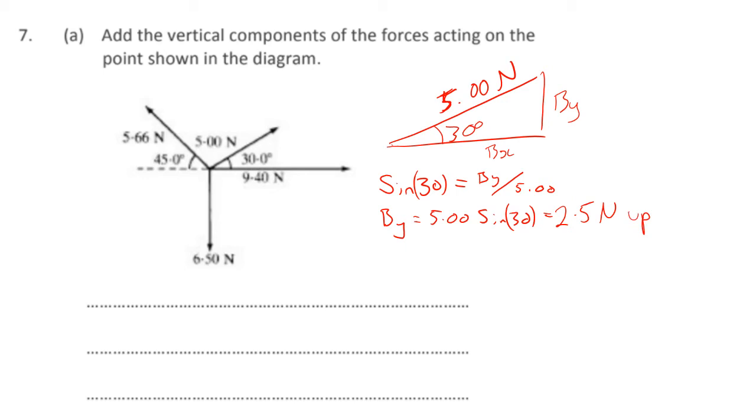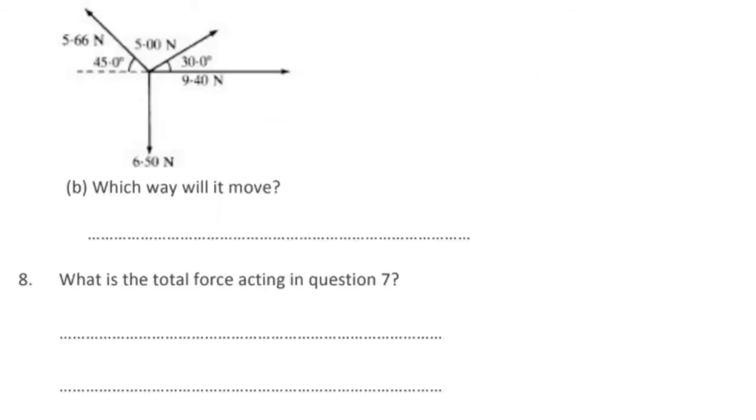So the next part of the question, question B, says, which way will it move? Well, to work that out, we're really looking at a sum of forces. So the sum of the forces in the y direction is A sub y plus B sub y plus probably D sub y. Because remember, I had A, B, C, and D. C we can ignore because it's horizontal. So I'm going to go ahead and add these together, and I'm going to say upwards is positive.